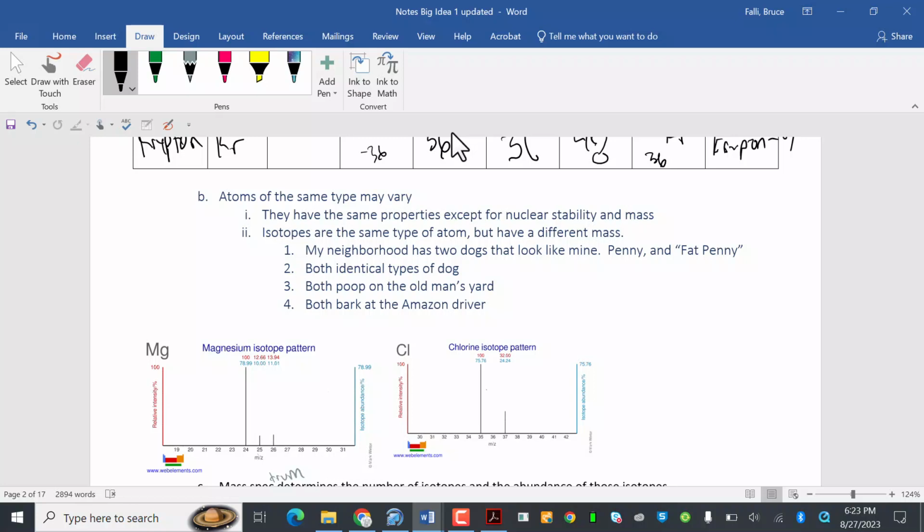My neighborhood has 2 dogs that look like my dog. Penny, you heard her bark before, and Fat Penny.